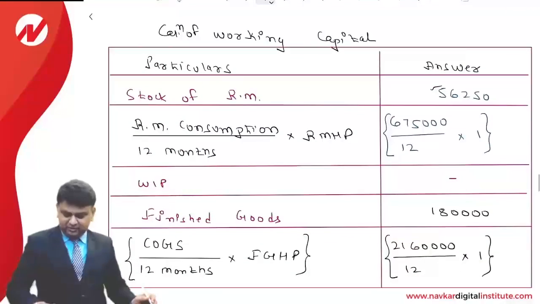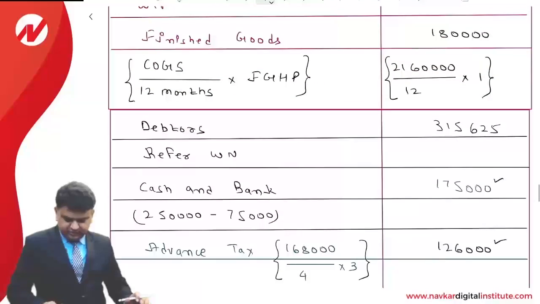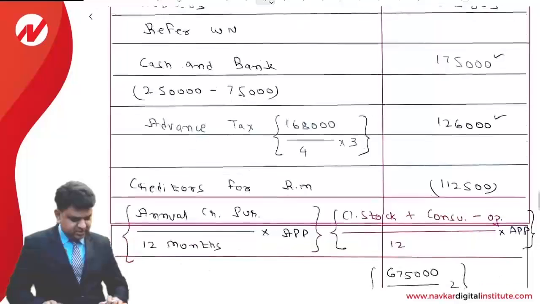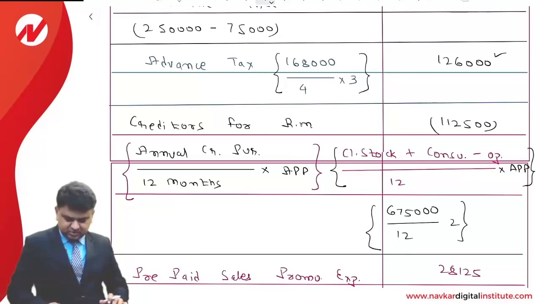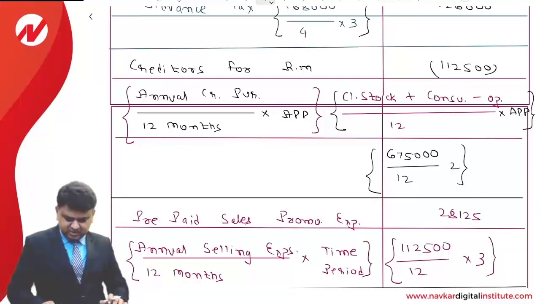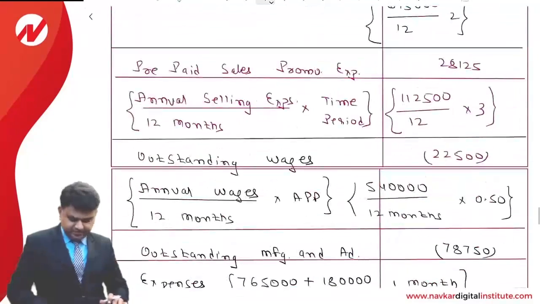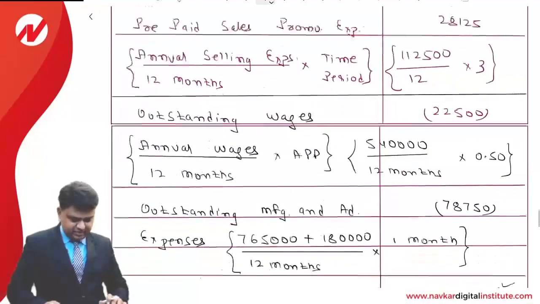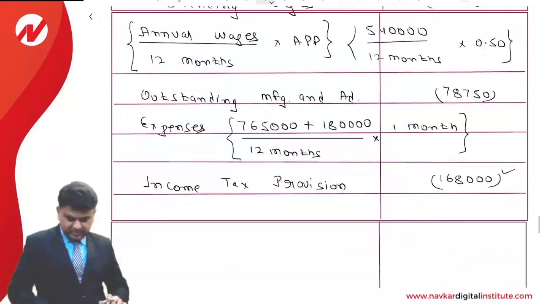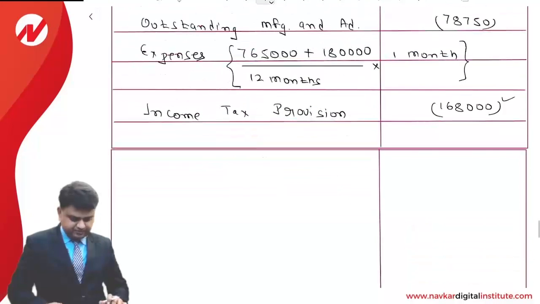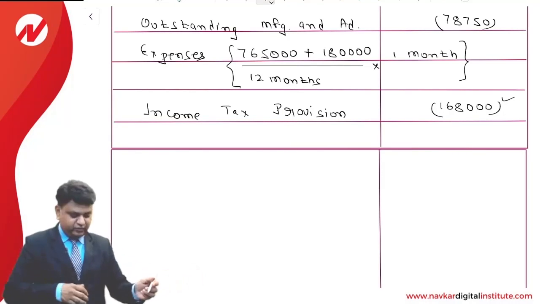Now finally the working capital calculation. Dear students, 56250 plus 1,80,000 plus 315,625 plus 1,75,000 plus 1,26,000 minus 1,12,500 plus 28,125 minus 22,500 minus 78750 minus 1,68,000. Okay, so it is 499,250.